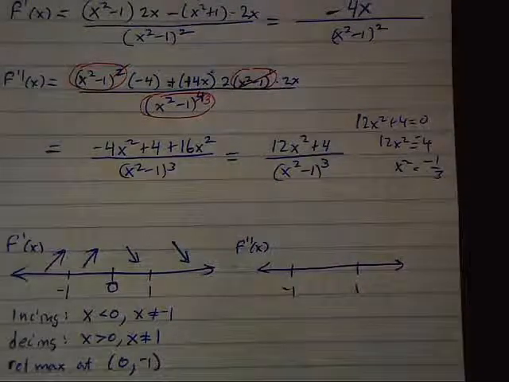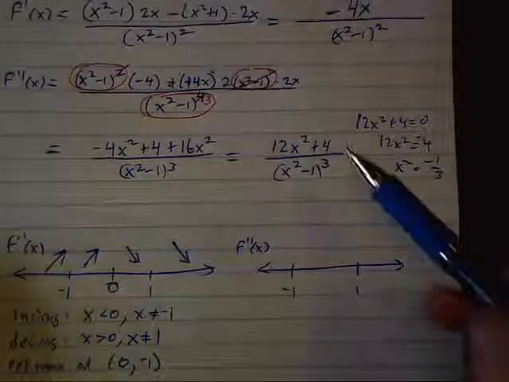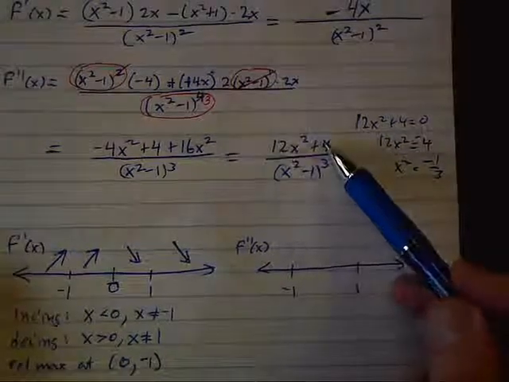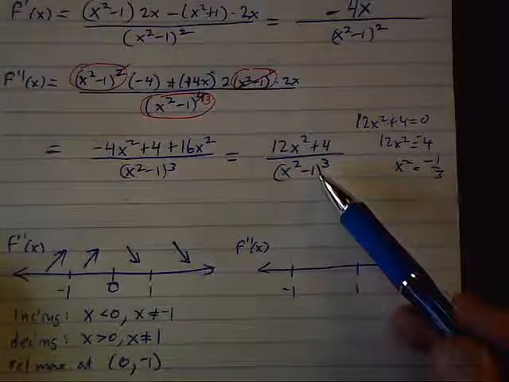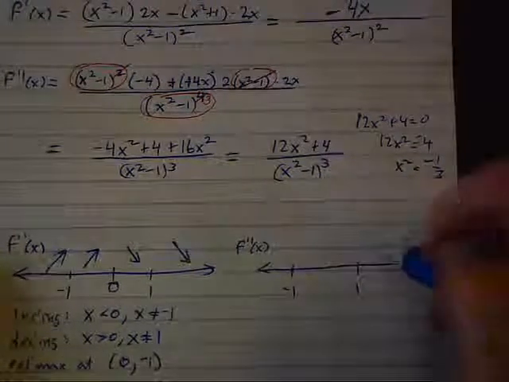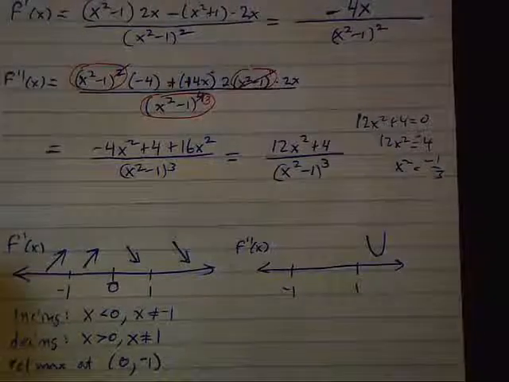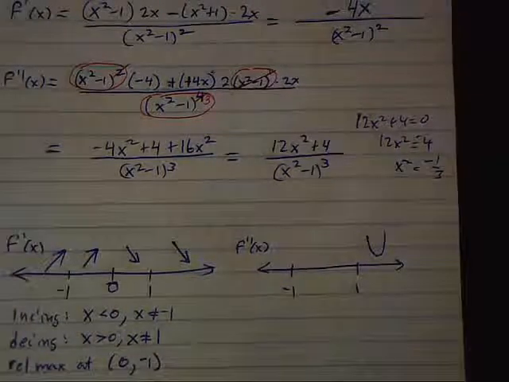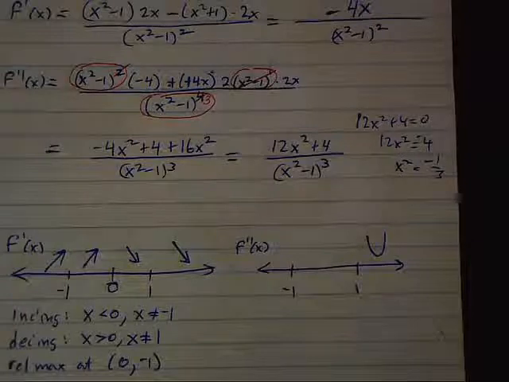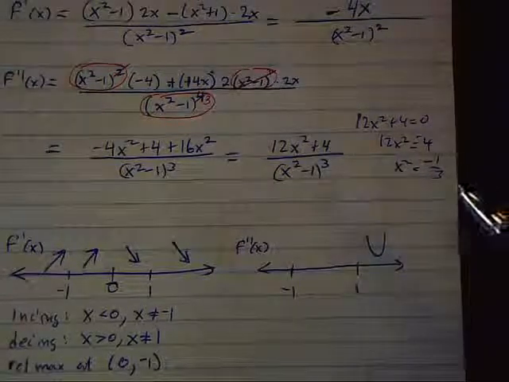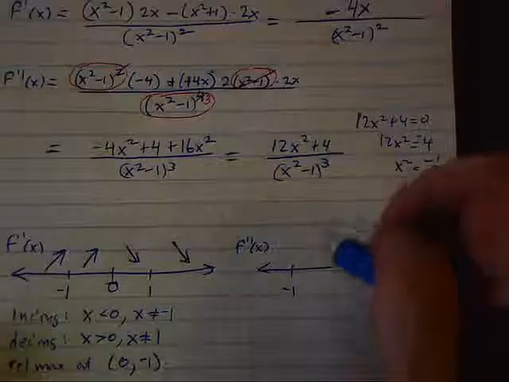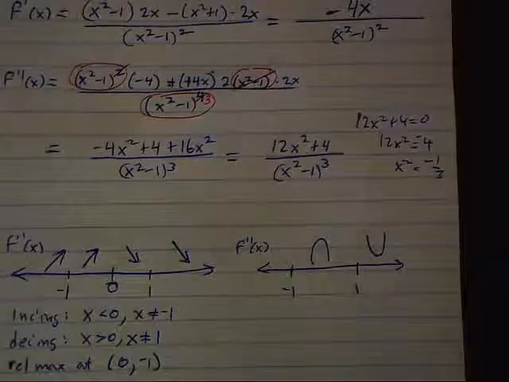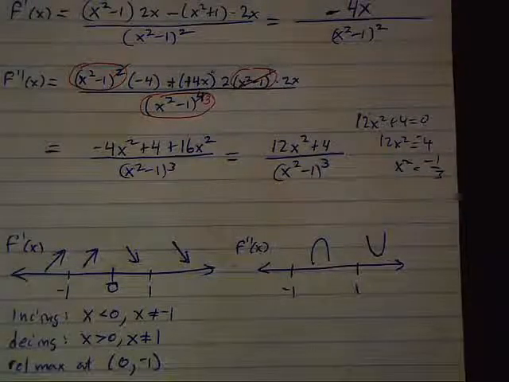All right. Favorite number bigger than 1? 5. If I plug 5 in, I get 25 times 12 plus 4. That's positive. On bottom, I get 25 minus 1 cubed. Positive over positive is positive. Concave up. Favorite number between negative 1 and 1? 0. If I plug 0 in, I get 4 on top. I get negative 1 cubed on bottom. That's negative because negative 1 cubed is negative. Concave down.